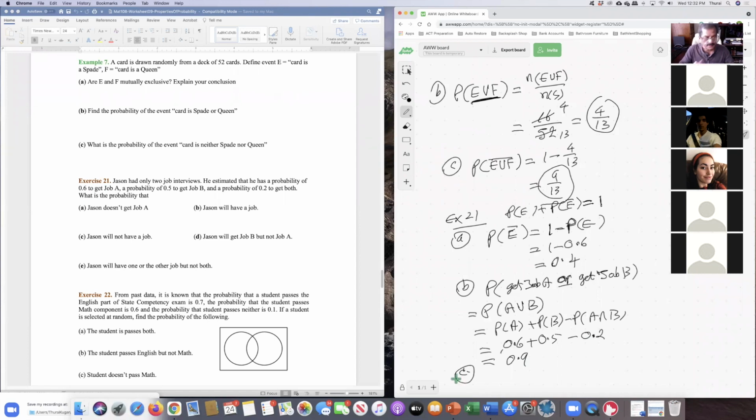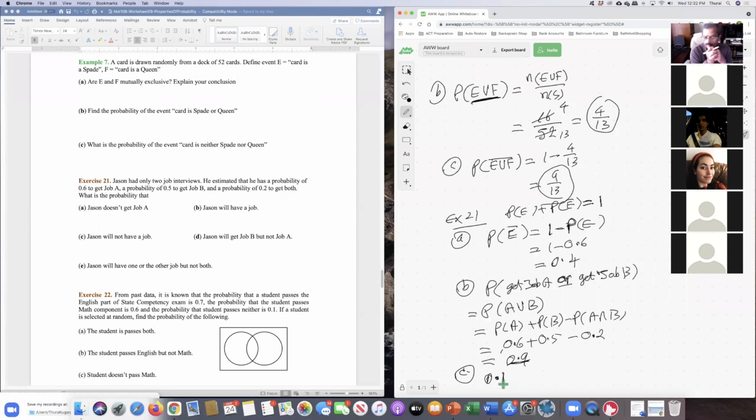Part C is, what is the probability that Jason will not have a job? It's 0.1. Why? Because it's the complement of getting a job. The probability for getting a job is 0.9, so the probability for not getting a job is 0.1, the complementary probability.